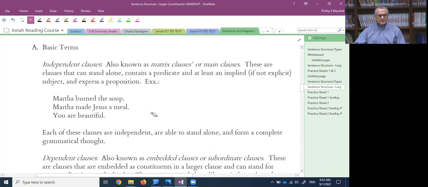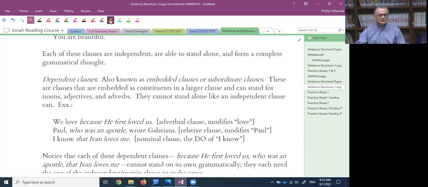Now, in contrast to this, we have what are called dependent clauses. Dependent clauses are often described as embedded clauses or subordinate clauses. They are embedded as constituents in a larger clause, and they play a role in that larger clause, either as noun, adjective, or adverb. We're going to walk through how they do each of these things in just a moment. But what they can't do is stand alone like an independent clause can.